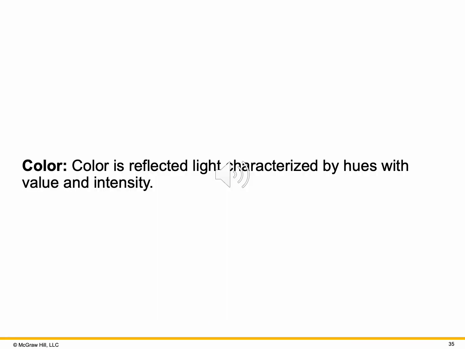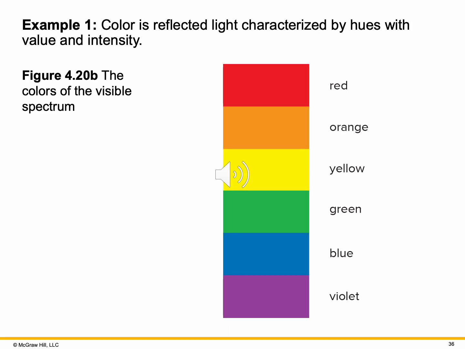Color. Color is reflected light, characterized by hues with value and intensity. It's probably safe to say that none of the visual elements gives as much pleasure as color. Much of our present-day color theory can be traced back to experiments made by Sir Isaac Newton, who is better known for his work with the laws of gravity.